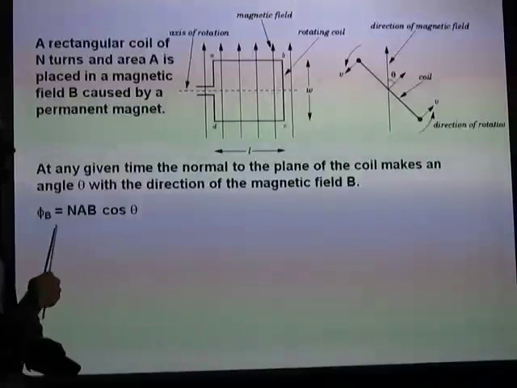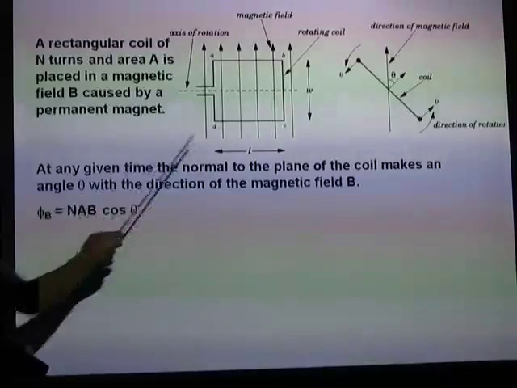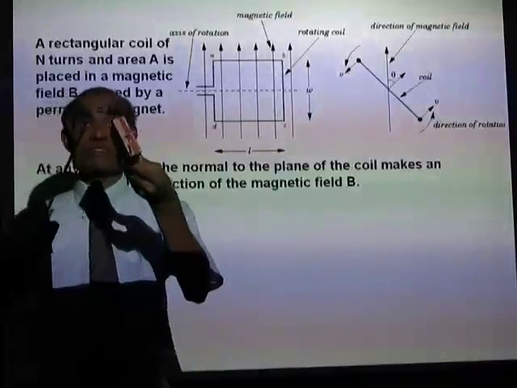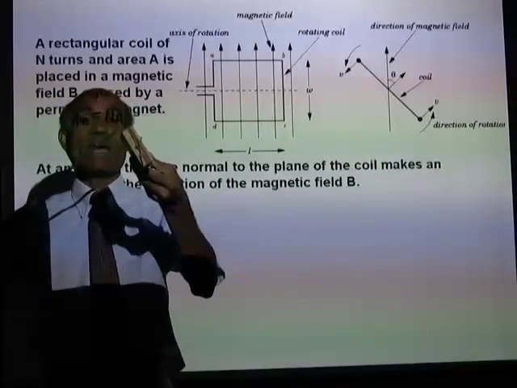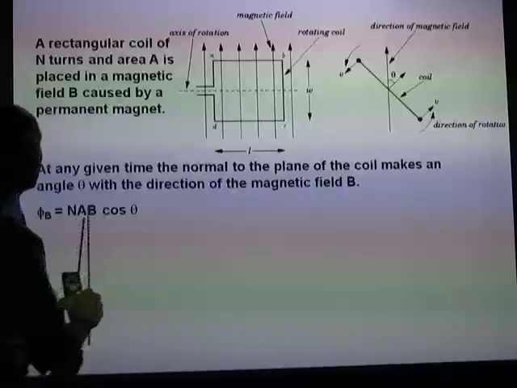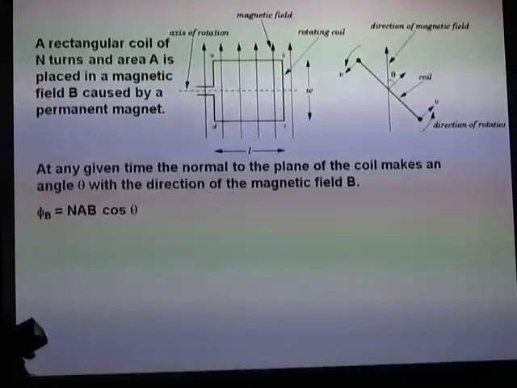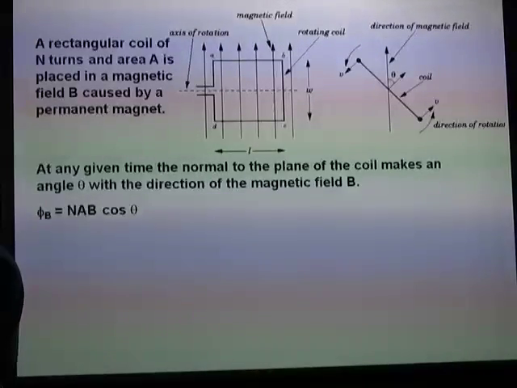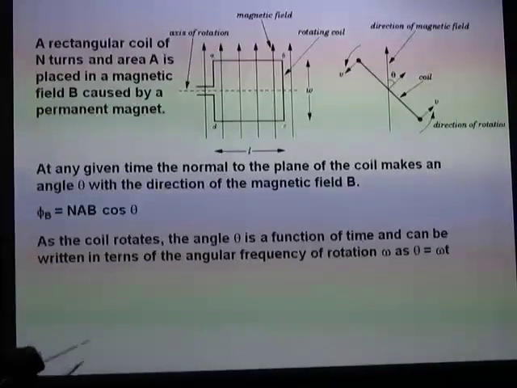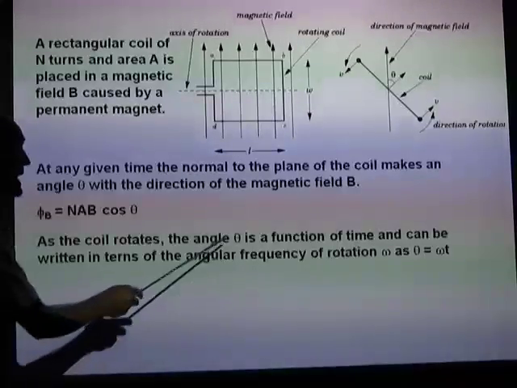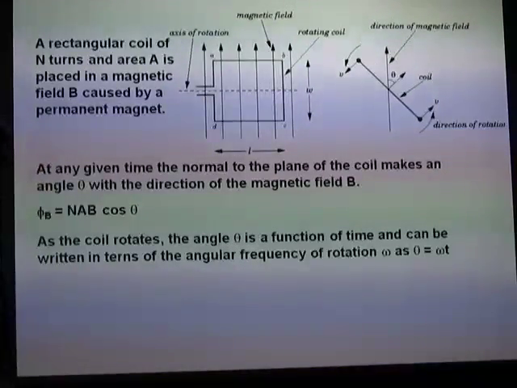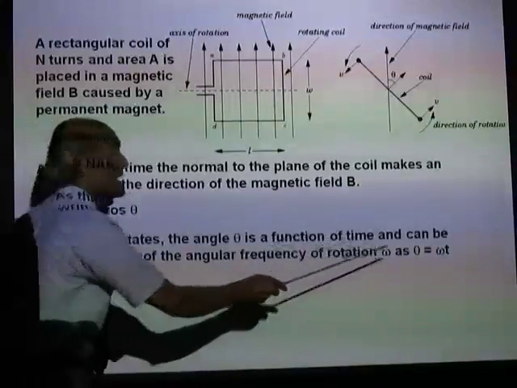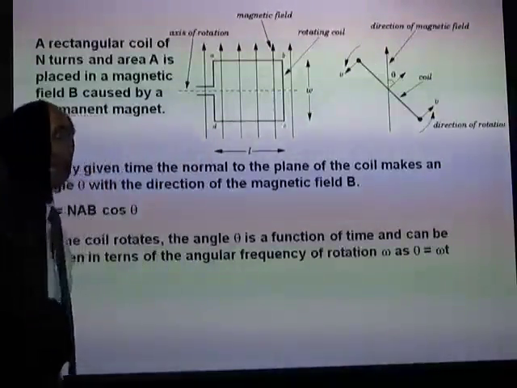Well, at any given time, the normal to the plane of the coil makes an angle theta with the direction of the field. That means phi B, the total flux linked with a coil like this, will be N, the number of turns, times A times B cos theta, where A is the area of the coil. Well, this we have discussed already. As the coil rotates, the angle theta is a function of time and can be written in terms of the angular frequency as theta equal to omega t.